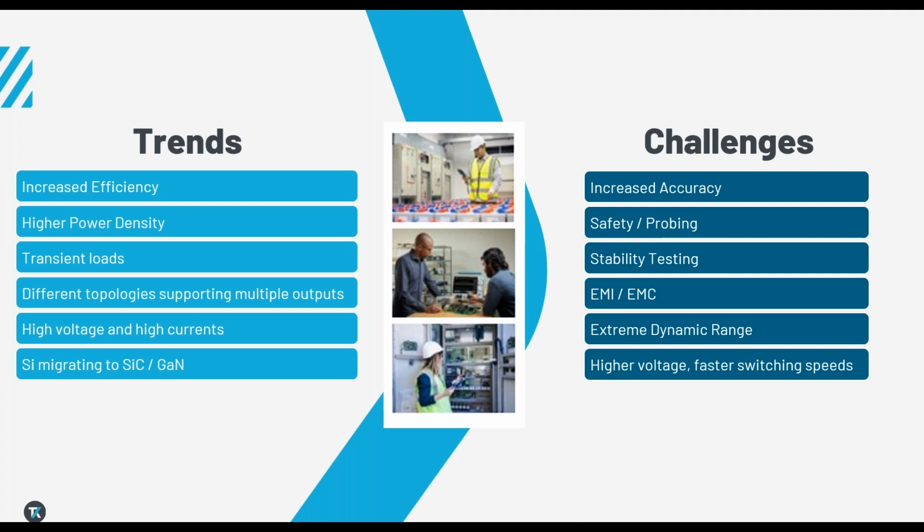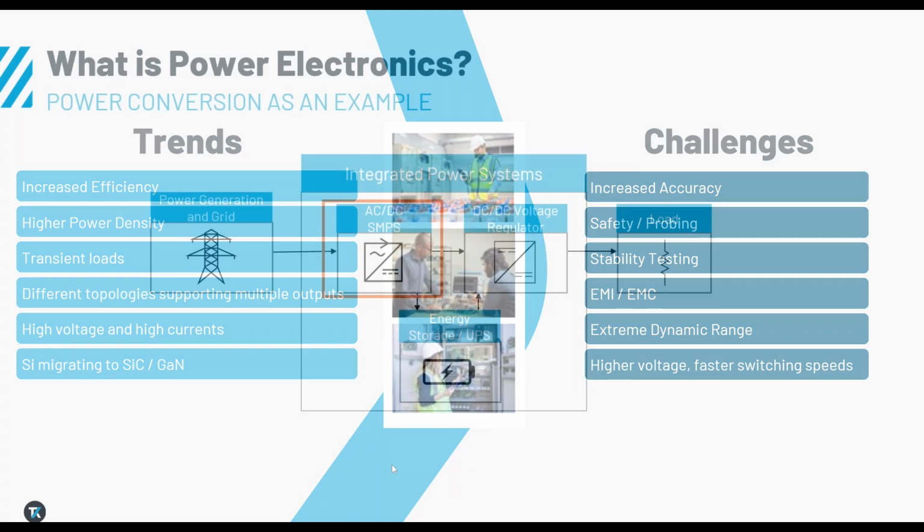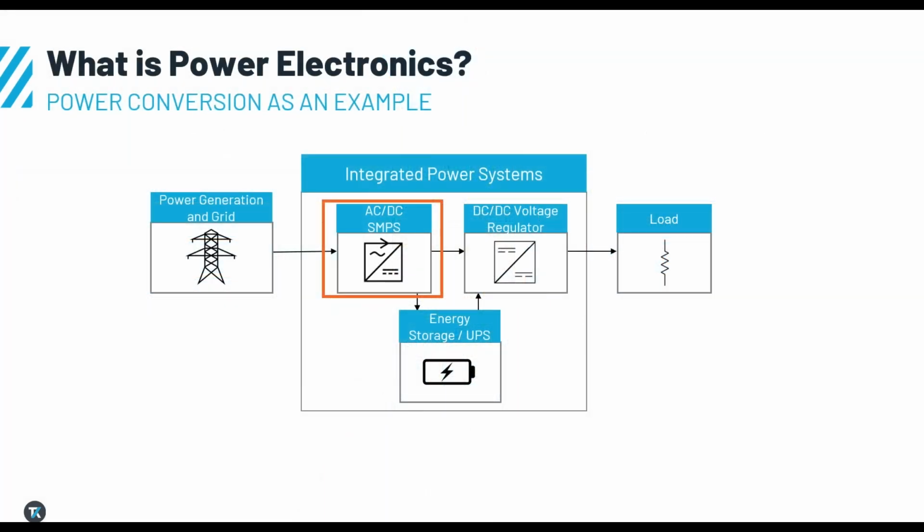The safety and probing, which we'll talk about, stability testing, EMI, EMC, which we talked about, faster switching, more emissions, how do we keep that in check? And then the dynamic range and higher voltage, faster switching speeds are all key elements that are critical in the measurement system. I want to frame up what we're going to talk about today.